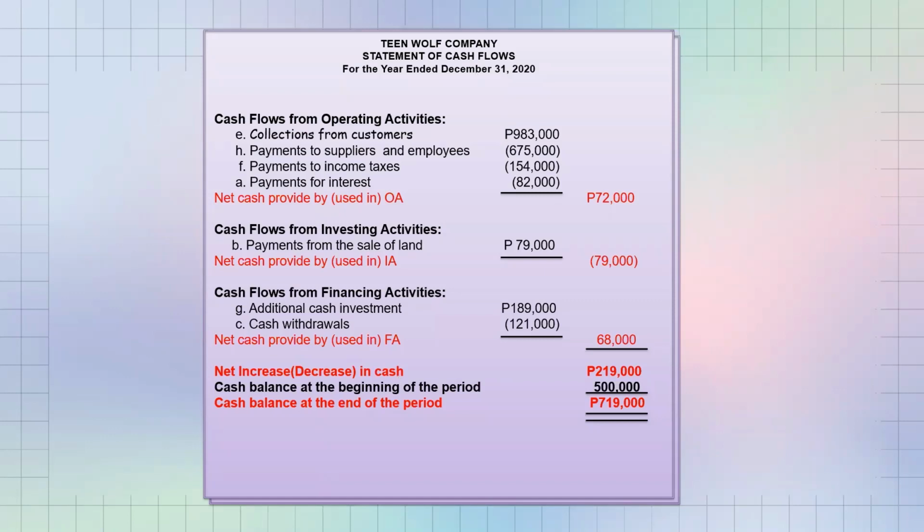So, let's move on to the cash flows from investing activities. There is only one item in our investing activities, which is the payment from the sale of land. Of course, that is just 79,000. And then the net cash provided or net cash used is negative 79,000, so it is used in.